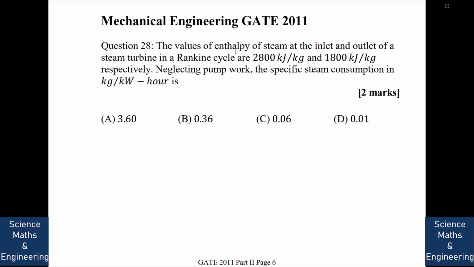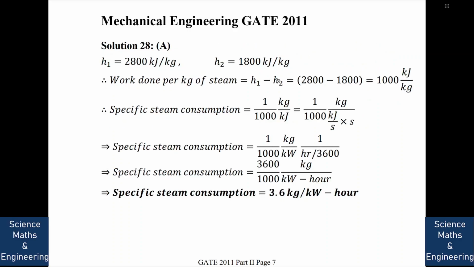The values of enthalpy of steam at the inlet and outlet of a steam turbine in a Rankine cycle are 2800 kilojoule per kg and 1800 kilojoule per kg respectively. Neglecting pump work, the specific steam consumption in kg per kilowatt hour is, so we need to find it out. So the answer is 3.6 kg per kilowatt hour. So let us see how we get it.